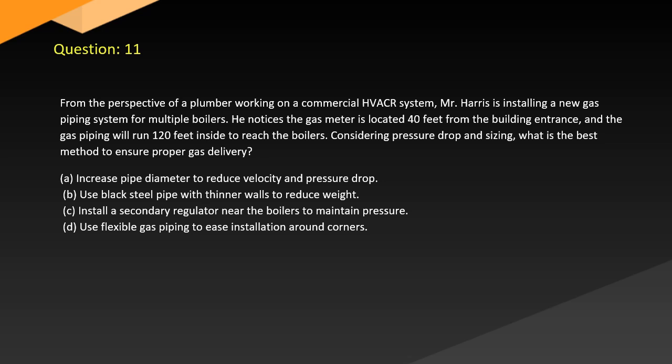Question 11. From the perspective of a plumber working on a commercial HVACR system, Mr. Harris is installing a new gas piping system for multiple boilers. He notices the gas meter is located 40 feet from the building entrance and the gas piping will run 120 feet inside to reach the boilers. Considering pressure drop and sizing, what is the best method to ensure proper gas delivery? A. Increase pipe diameter to reduce velocity and pressure drop. B. Use black steel pipe with thinner walls to reduce weight. C. Install a secondary regulator near the boilers to maintain pressure. D. Use flexible gas piping to ease installation around corners.